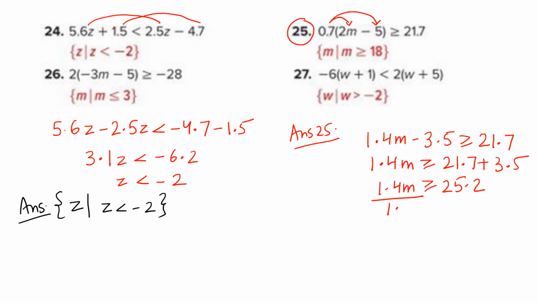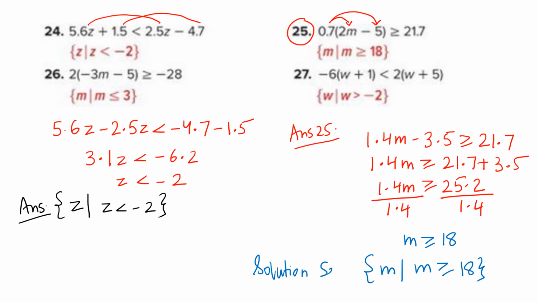Now divide both sides by 1.4. So you get m is greater than or equal to 18. So the set of all m such that m is greater than or equal to 18 would be the solution set for this question. So this is how you can solve. I would urge you to similarly solve questions 26 and 27. Again, you will use the distributive property here as you see brackets and multiplication. Be sure of your signs and change the inequality if you are multiplying by a negative number.